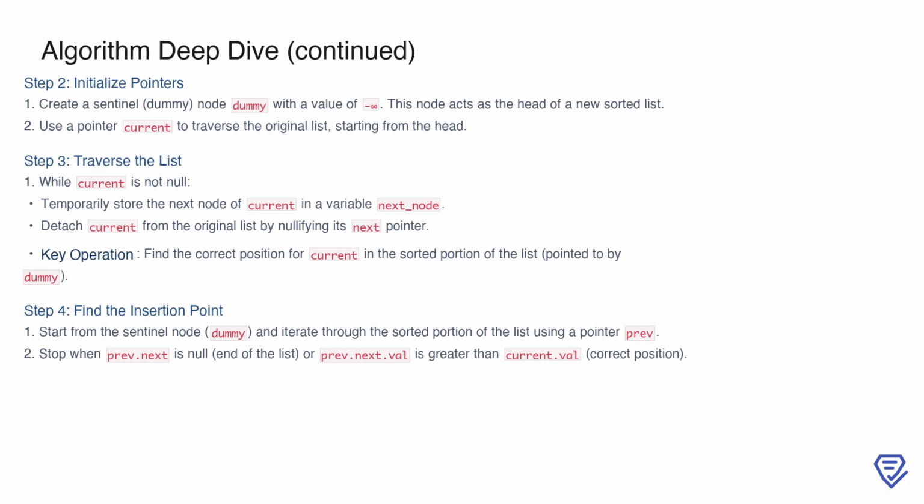The key operation here is to find the correct position for the current node in the sorted portion of the list, which is anchored by the dummy node. To do this, we use another pointer called previous to iterate through the sorted portion. This pointer helps us identify the position where the current node should be inserted.